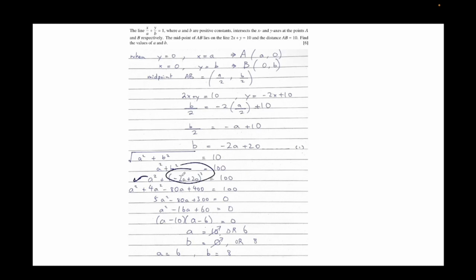Negative 2a times negative 2a, 4a squared. Negative 2a times 20, minus 40a. Two of those gives you minus 80a, plus 20 times 20, 400. So you're not confused about how this line of working becomes this. You know this becomes 5a squared, which is what we have over here. Move this stuff aside, we get a quadratic.